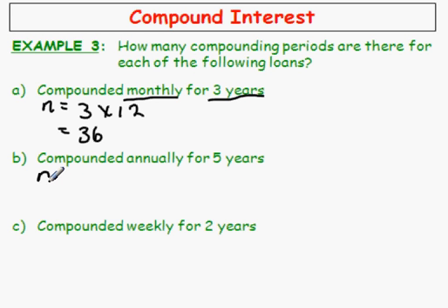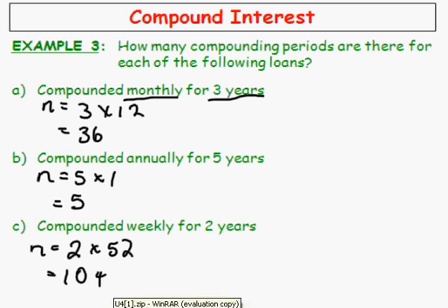Okay, for our second example here, our time is 5 years, but it's compounded annually. So we multiply this by 1, so there are only 5 compounding periods. For weekly, we take our time in years and times it by 52 because it's weekly, and so we have 104 compounding periods. So you have to do these calculations before you actually put them into the formula.